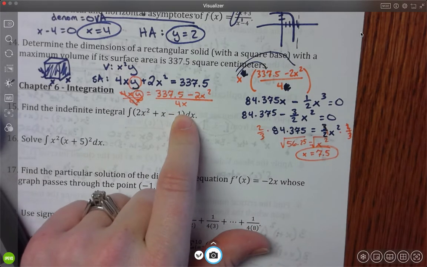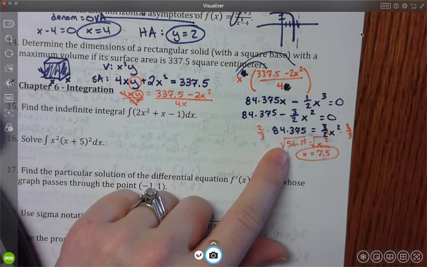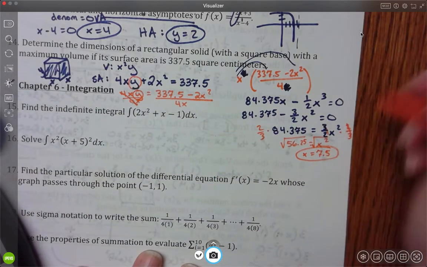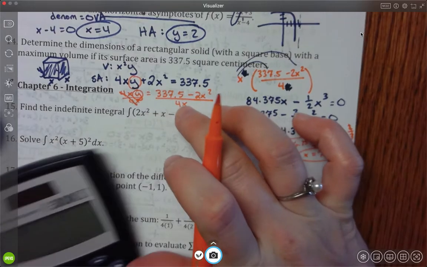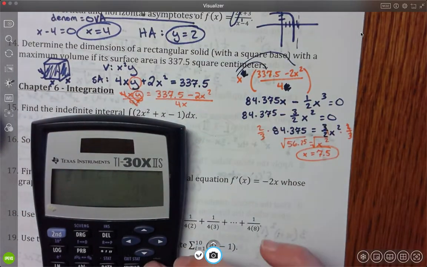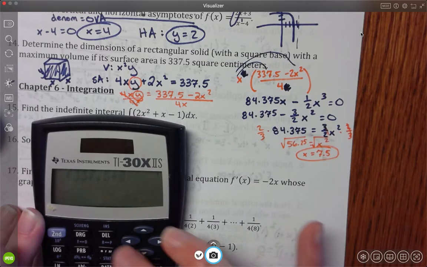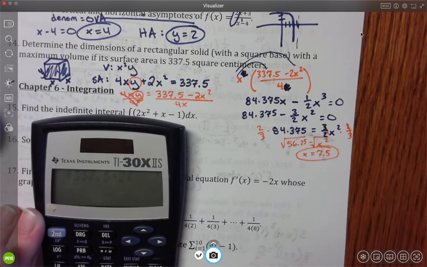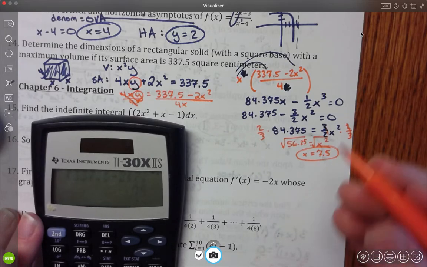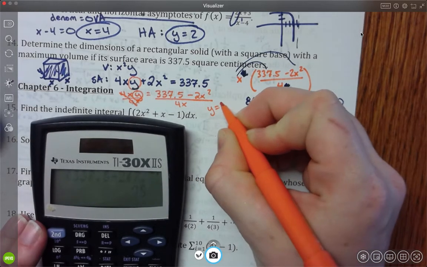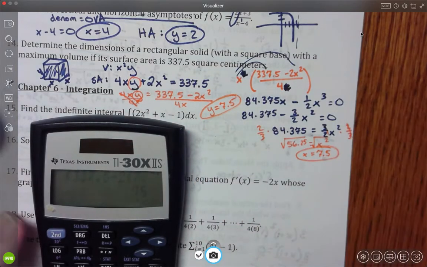And then my y, oh boy. X is 7.5. Let's see, determine the dimensions of a rectangular solid. X has to be 7.5. If I plug that into here, that will tell me what y has to be. So y has to be, in parentheses, 337.5 minus 2 times 7.5 squared, divided by 4 times 7.5. And y will also be 7.5. Well, that's kind of exciting. So there is that.